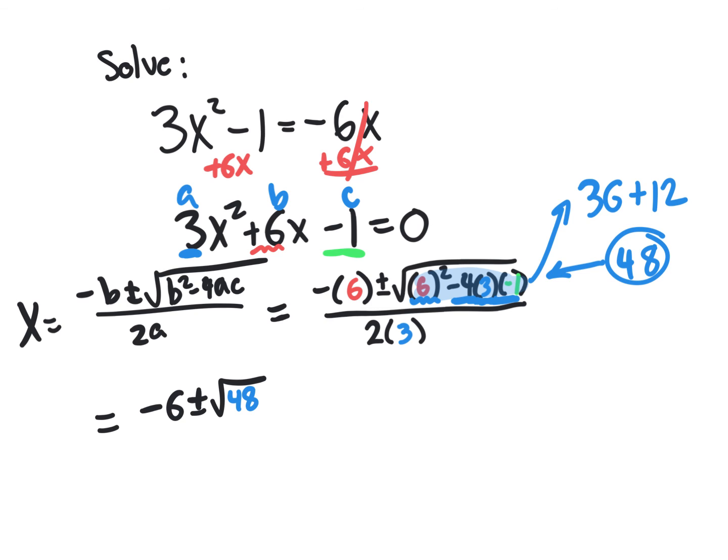So we know that the discriminant is positive. We're going to end up with two real answers. Now, they might be ugly answers. They will be ugly answers. It is over 6. Let's continue.